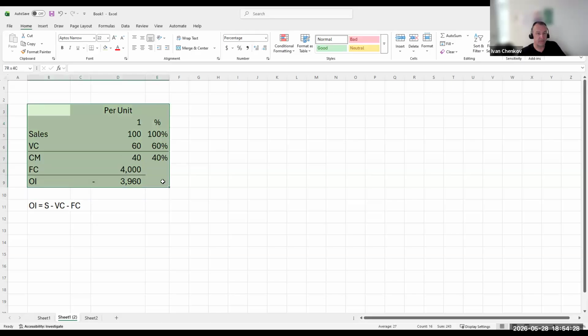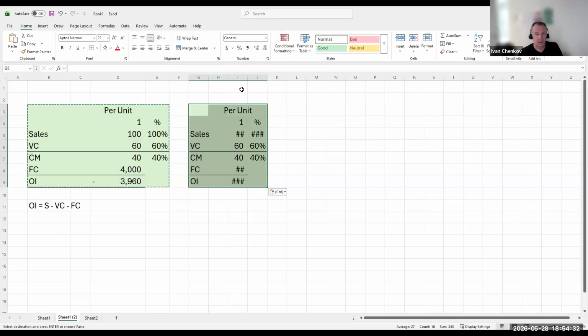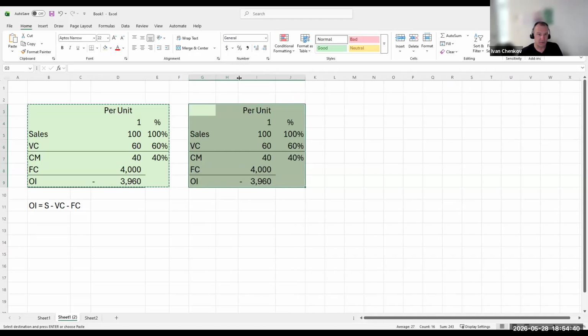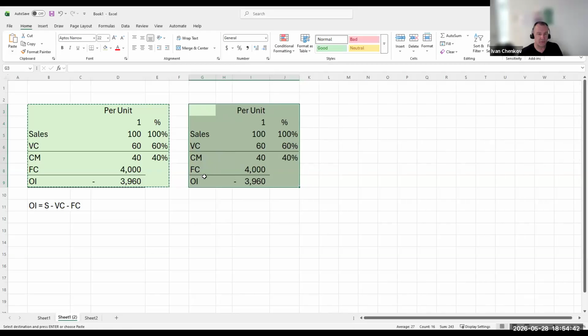What's going to happen if we sell two products? If I decide to sell two products, obviously I want to run the same calculation. Now the sales price per unit is not going to change. The variable cost per unit is not going to change. Total fixed cost also is not going to change. Then what's going to change? Total sales is going to change.